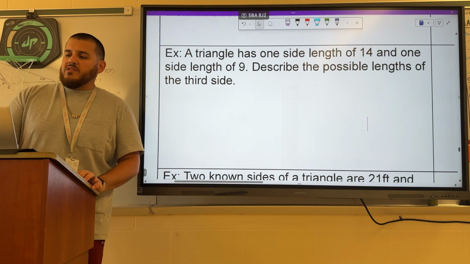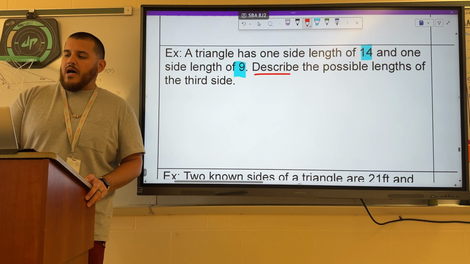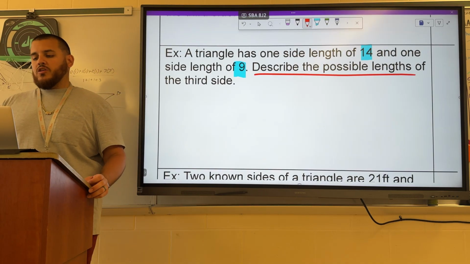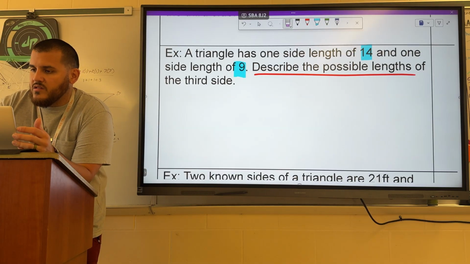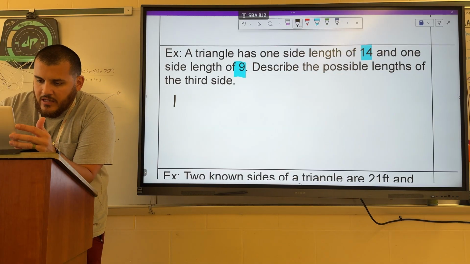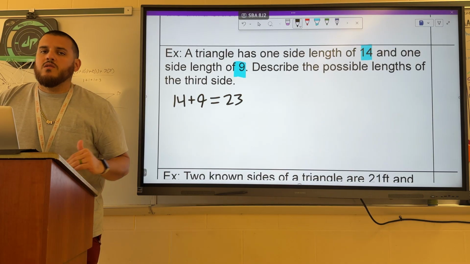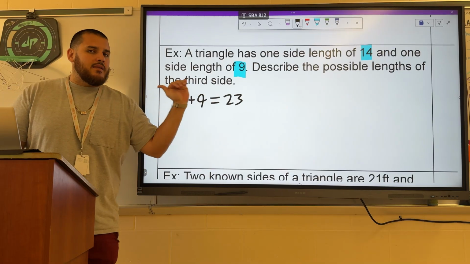I have a triangle with two known sides, 14 and 9, and I'm being asked to describe the possible lengths of the third side of this triangle. Like I've shared, we're first going to add these known values together. So 14 plus 9 gives me 23, and 23 represents my upper limit. This unknown third side cannot be this high.